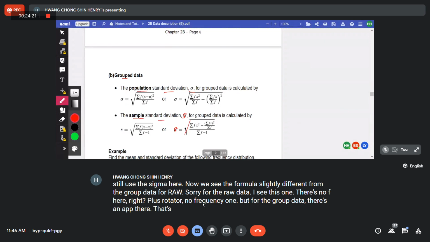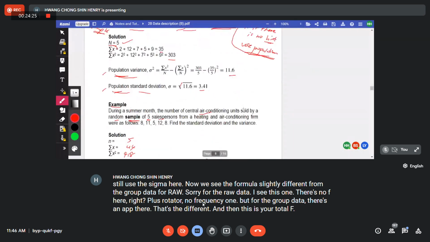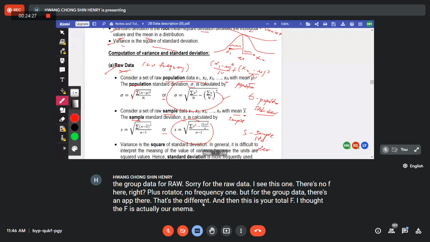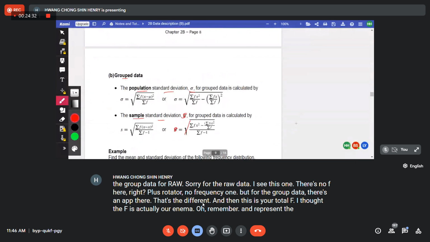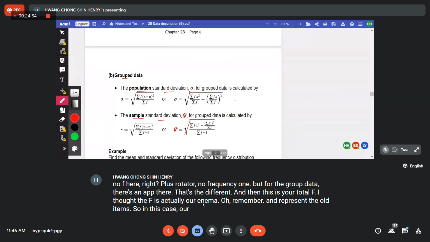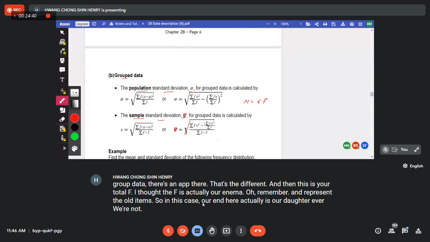That's the difference. And then this is your total F. The total F is actually our N. Remember? N represents all the items. So in this case, our N here actually is our total F. Why not? I mentioned before.